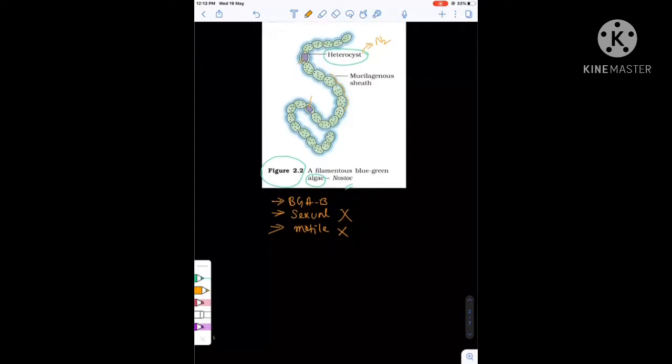Now, another important point about the blue-green algae is the Gaidukov phenomenon. This Gaidukov phenomenon is specially shown by the blue-green algae, also known as cyanobacteria. Okay, this is another important point. These are some important points about the blue-green algae.